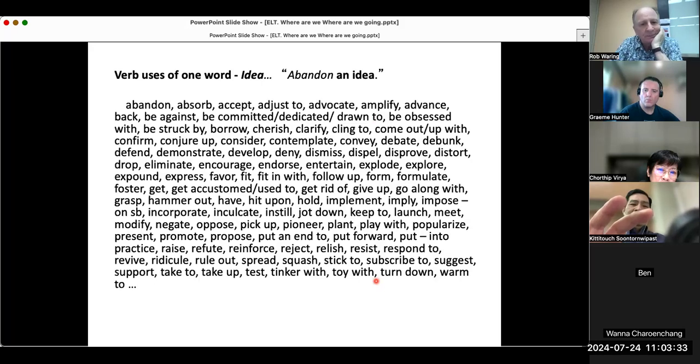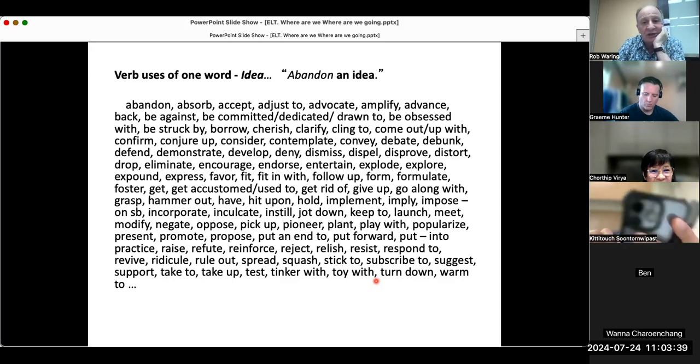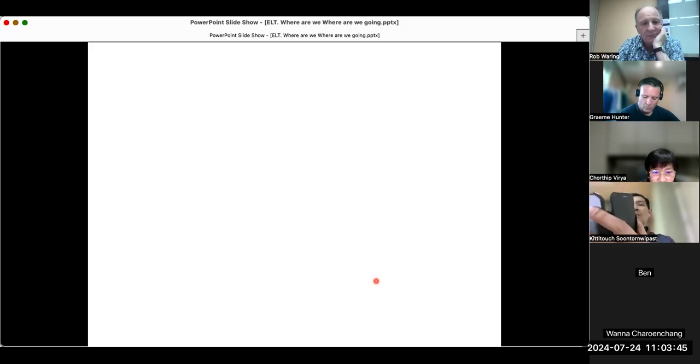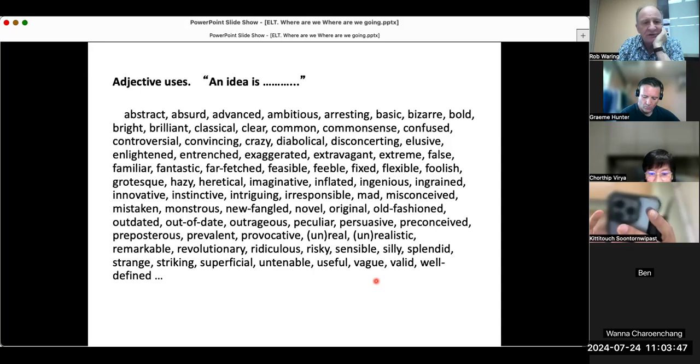Let's look. These are the verbs. Abandon an idea, absorb an idea, accept an idea, adjust to an idea, advocate an idea, amplify an idea, advance an idea. Those are the verbs. These are the adjectives. Abstract idea, absurd idea, advanced idea, ambitious idea, interesting idea, basic idea.